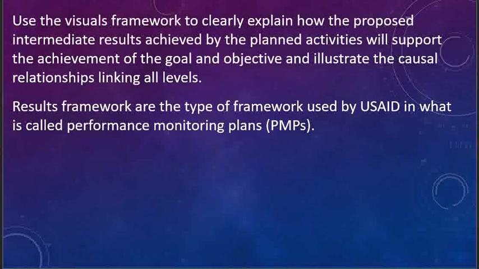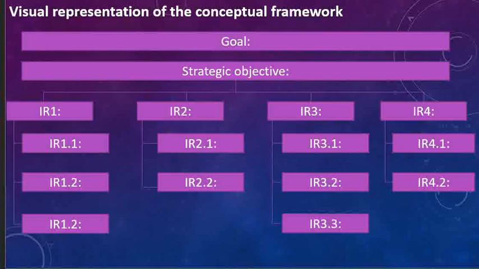So when you are designing, for example, a proposal for a USAID funded project, you have to remember they call it performance monitoring plans, and mostly they'll ask you, of course you are going to find it in your solicitation document, but what they are going to look for is your result framework. All right, so how does it look? Visual representation of result framework.